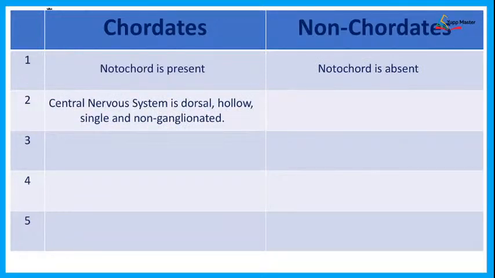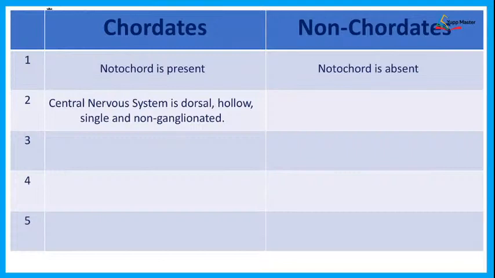We see here in chordates the central nervous system. Where is that central nervous system present? First of all, it is present dorsally. So that central nervous system is dorsal. It is hollow, it is single, and it is non-ganglionated. Alright, so dorsal, hollow, single, and non-ganglionated.